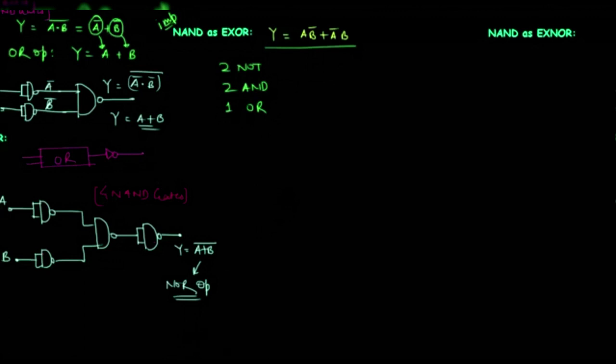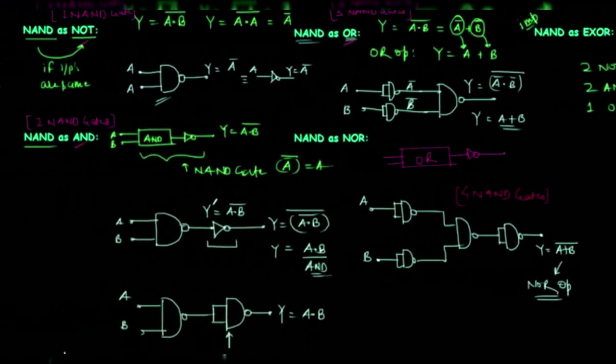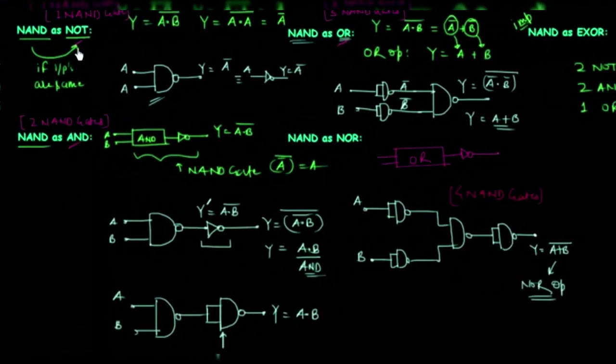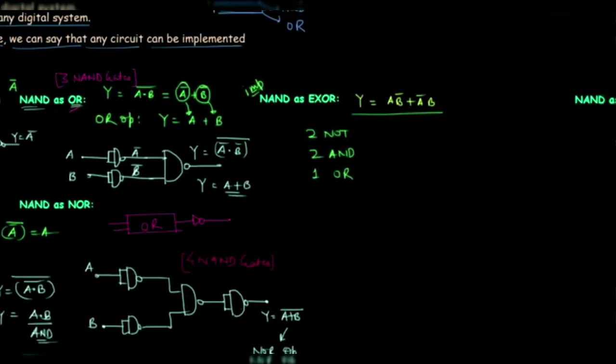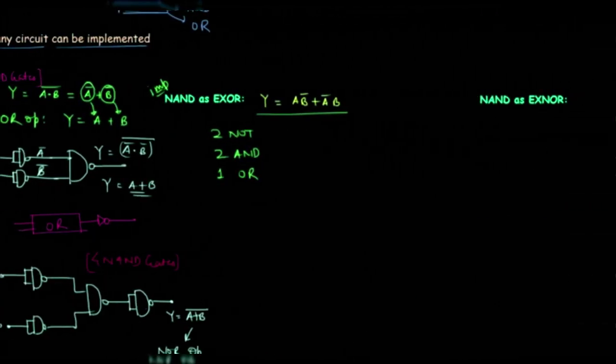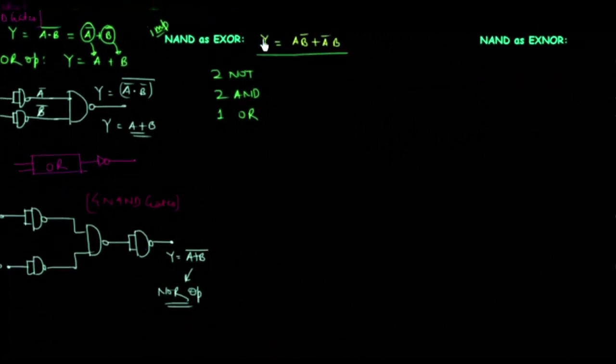And as I have already explained, in case of a NOT gate we require one NAND gate, in case of an AND gate we require 2 NAND gates, and in case of an OR gate we need 3 NAND gates. So let's try to calculate how many NAND gates we require to implement the XOR gate.